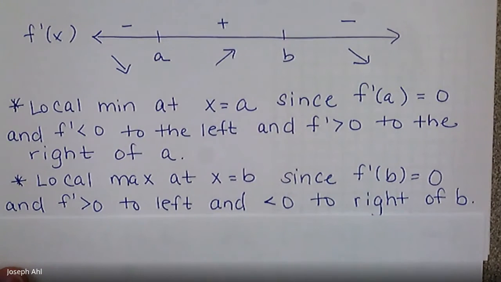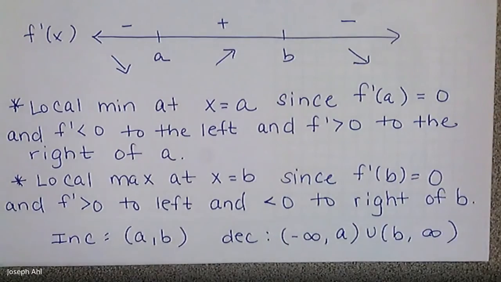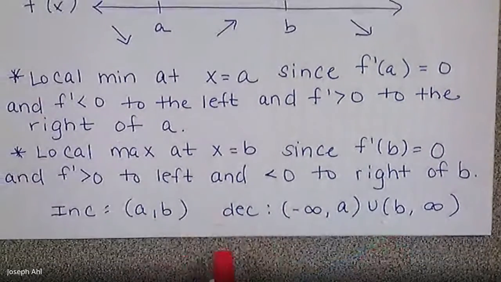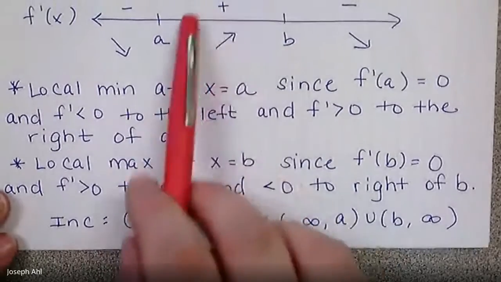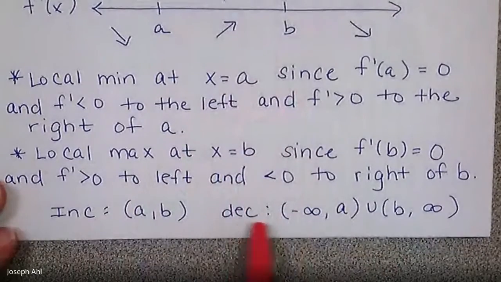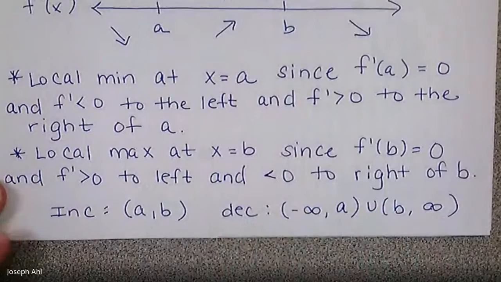There are other ways of justifying that we'll get into in the next few days, but for now, when you're justifying local extrema, you need to write out these statements using your f prime number line. And then, of course, we can see where it's increasing and decreasing according to the f prime number line. It's increasing over the interval from a to b, where the slopes of the tangents were positive, decreasing over these two intervals here. All right.